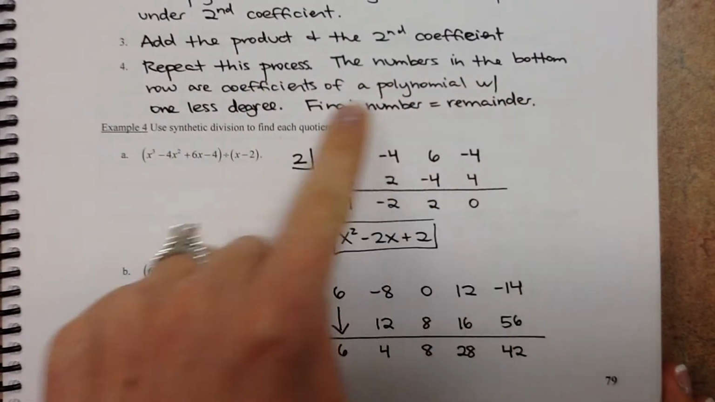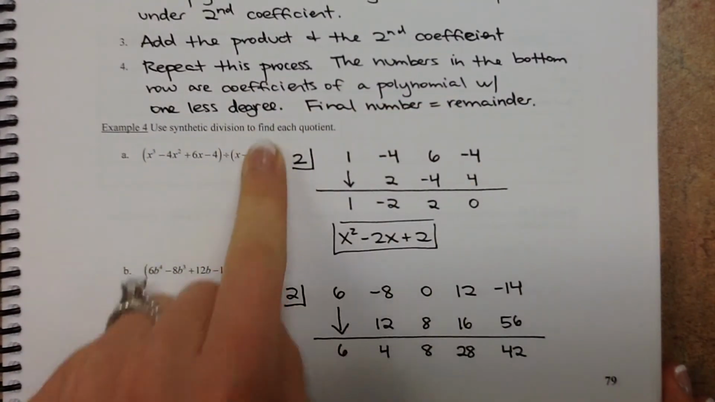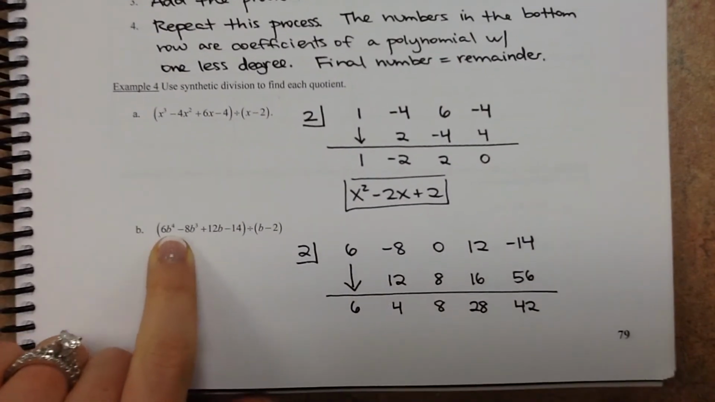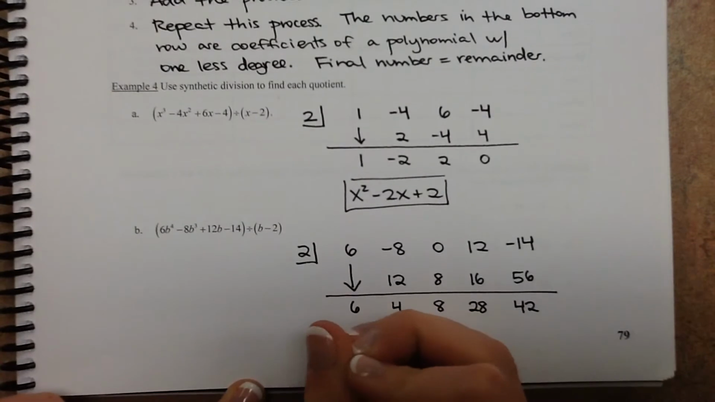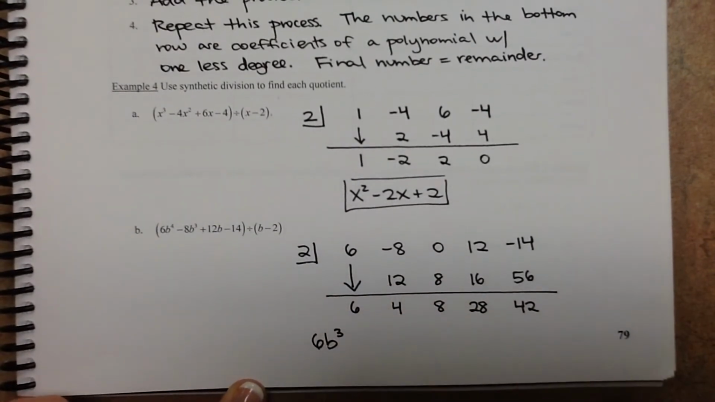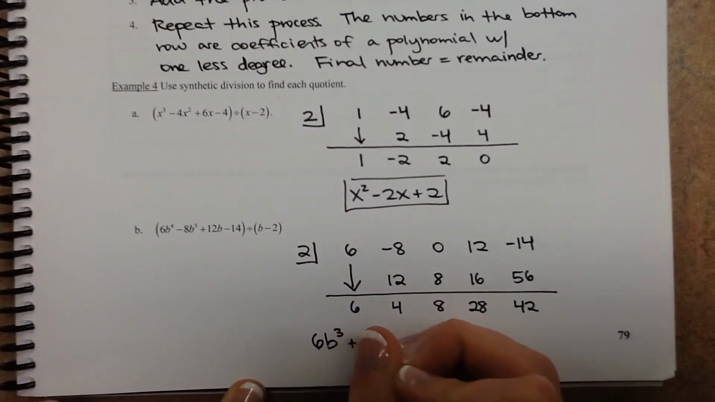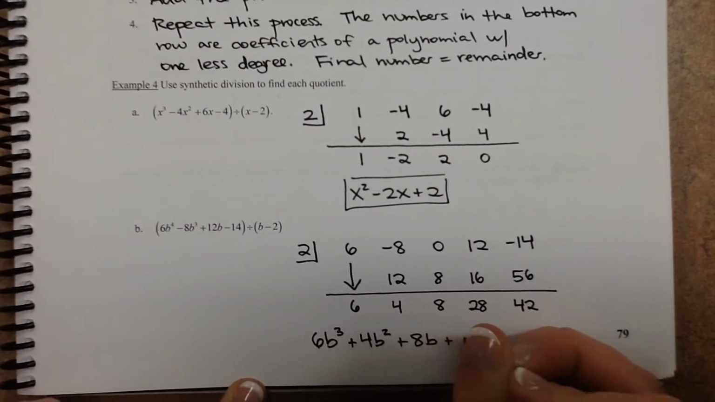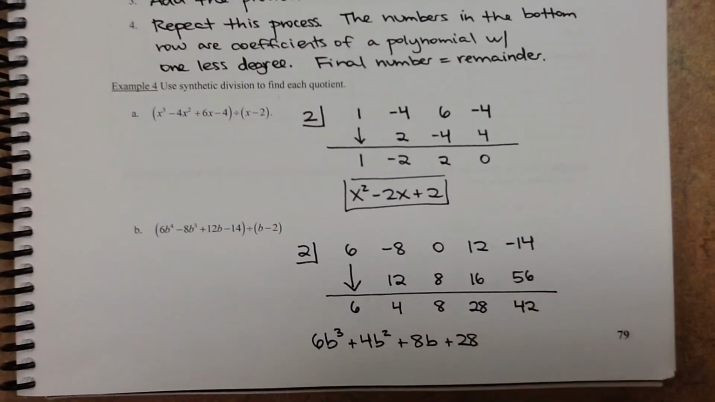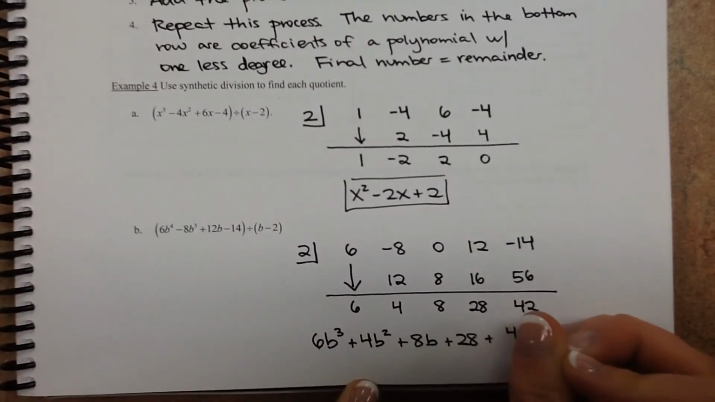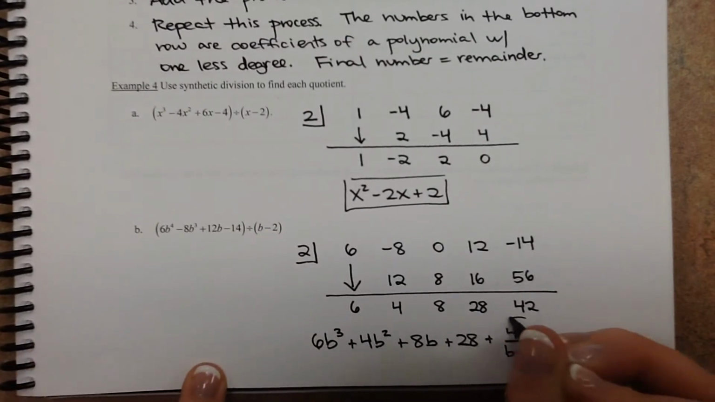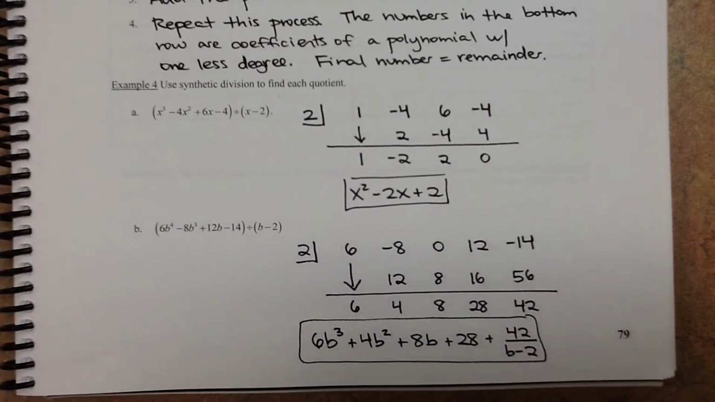The numbers are now a polynomial with one less degree. So this degree is 4. So we start tacking them on to a polynomial of degree 3. So 6b cubed plus 4b squared plus 8b plus 28. And then remember, this is the remainder. So we put 42 over the divisor, which is b minus 2. Okay, and that's your final answer. So like I said, once you get going, it's actually really, really quick.